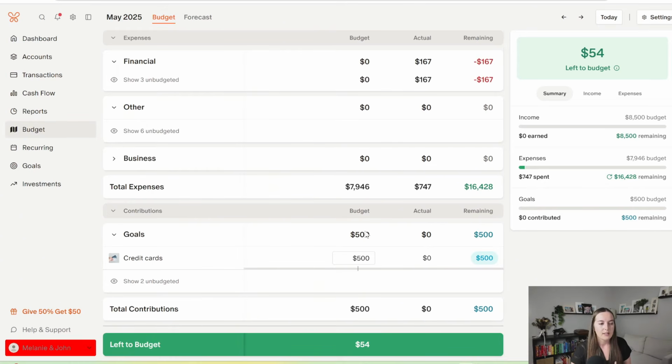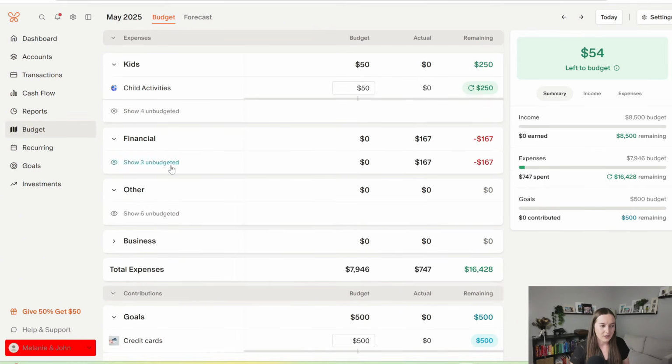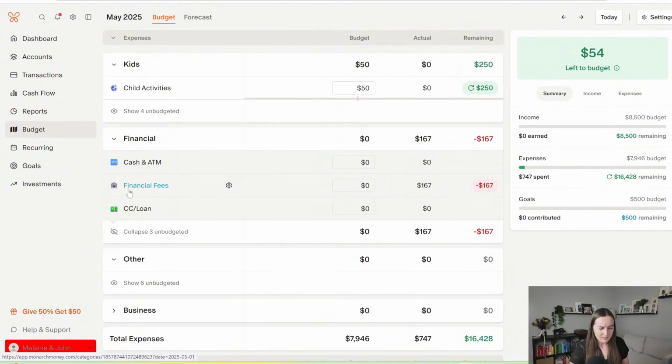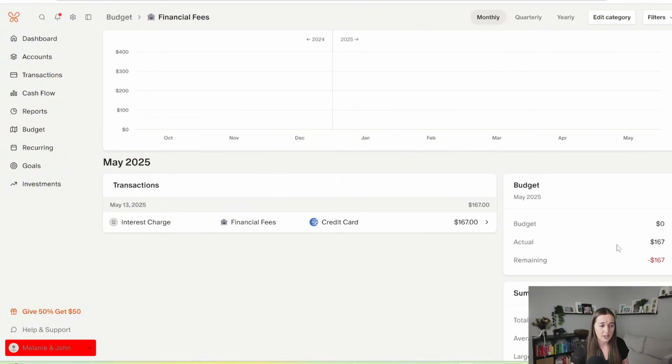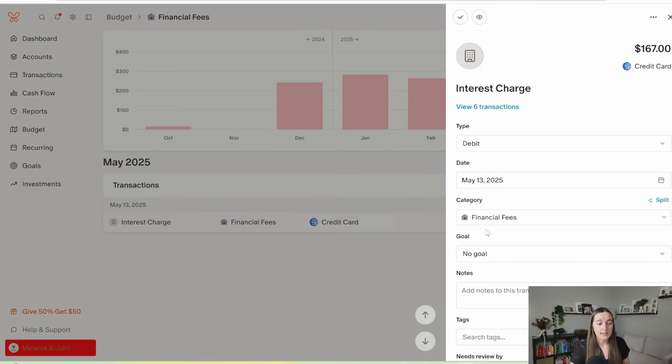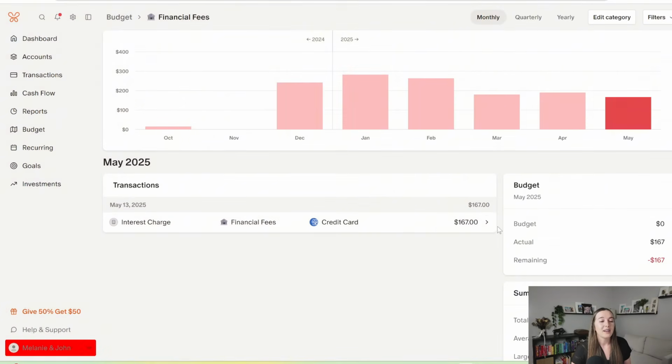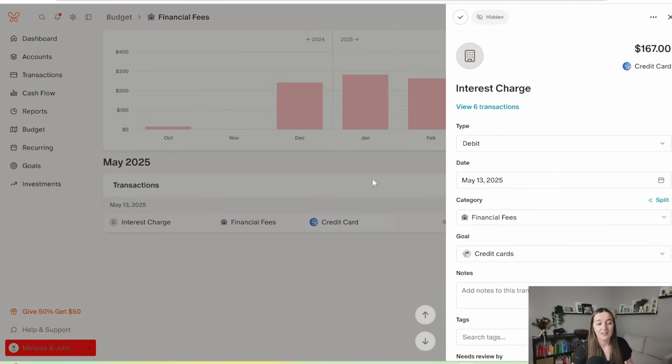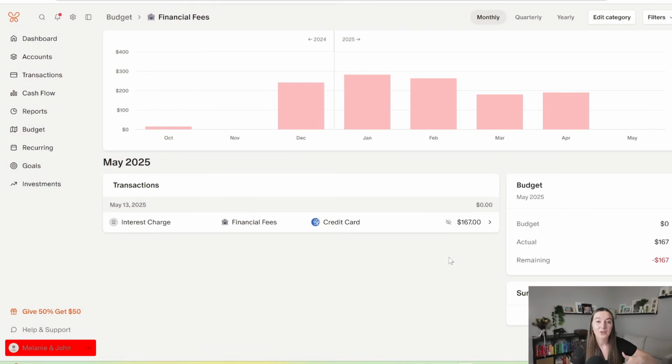Okay. Now, a lot of questions I get is how do you handle credit card interest? You can do the same thing. You can hide the transaction by attaching it to the goal so it doesn't show up in your budget anymore. You can also straight up just hide it. It's adding to your debt. It's really not part of your cash flow necessarily because it's technically just adding to that balance.